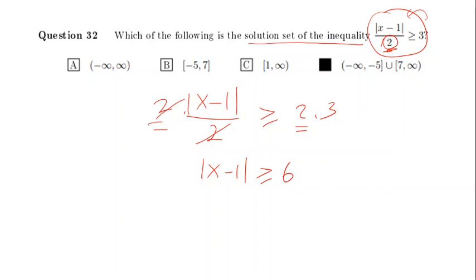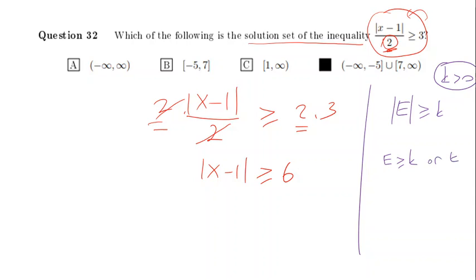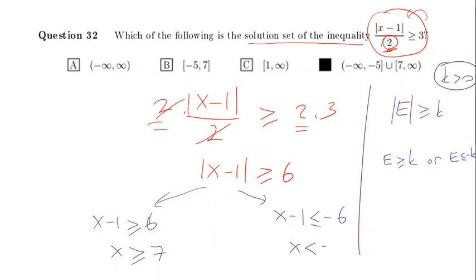And remember the rule. The rule is if the absolute value of an expression is bigger than or equal to k, k positive here, let's say, then we have e is bigger than or equal to k, or e is less than or equal to minus k. So let's do this one here. We have 2 cases. One case is x minus 1 bigger than 6, and here we have x minus 1 less than minus 6. So this will become x is bigger than 7, and this will tell us x is less than minus 5.